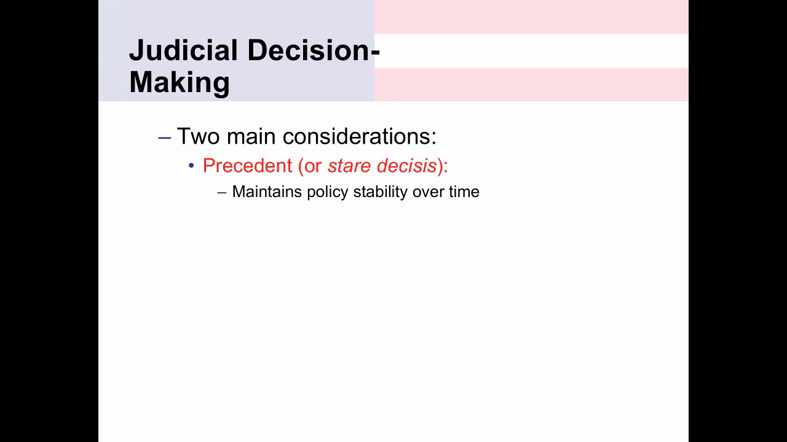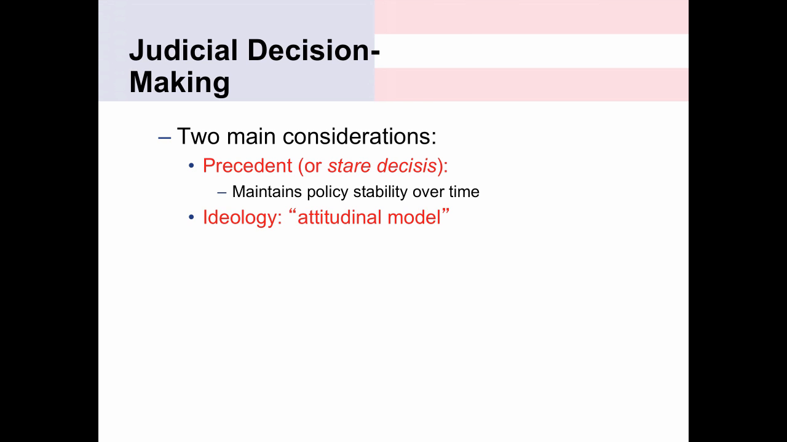We already talked about it maintaining policy stability over the time and why the Supreme Court would want to maintain precedent. They don't want their rulings flipping back and forth because it undermines their credibility and throws government policymaking into disarray. The second main consideration is ideology.